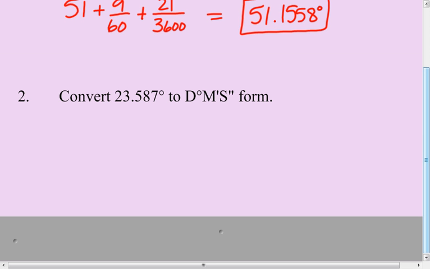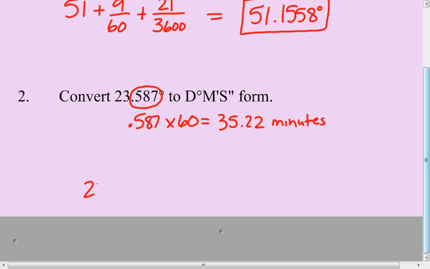So here's what you do. This is a little over half of a degree. So if I want to know what it is in minutes, it's a little over half of 60 minutes. So this is 0.587, and I'm going to multiply it by 60. And this means that I have 35.22 minutes. Okay, so this is what I have so far. I have 23 degrees. I have 35 minutes right here. And now I'm going to change this 0.22 minutes. Instead of being in minutes, I want it to be in seconds.